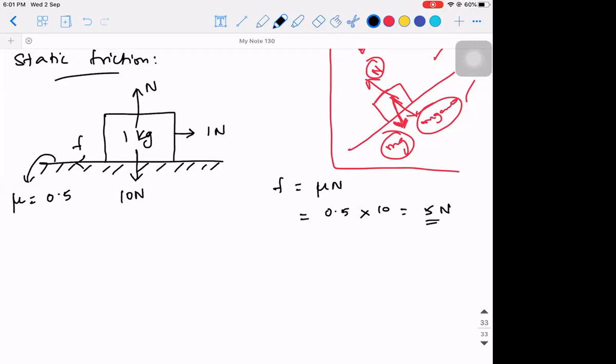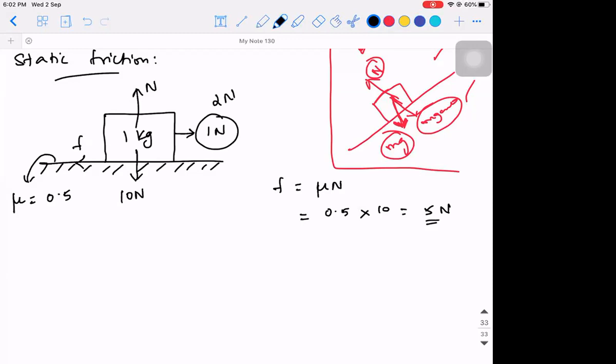Now tell me, how much is the effort I am trying to apply on this block? I am applying a force of 1 Newton, but how much is the force the floor is able to offer me? 5 Newton. Now tell me, will the block be able to move? No, sir. No, because I didn't succeed in moving it. Now I am increasing it to 2 Newton. I am again going to fail. Again 3 Newton, fail. 4 Newton, fail. 5 Newton, still fail. 5.00001 Newton, it will move a little. Yes, I will succeed in moving the object, meaning I will be able to overcome the friction.